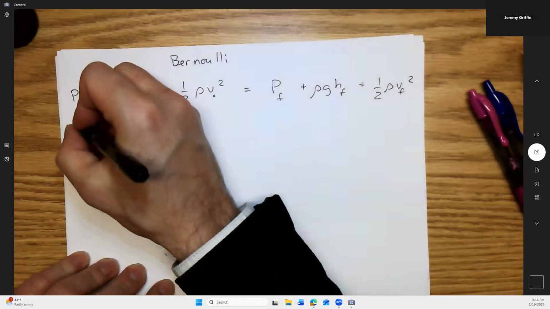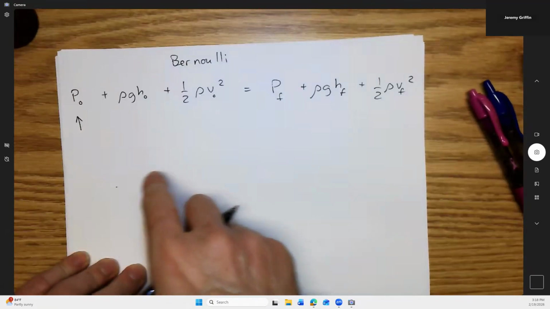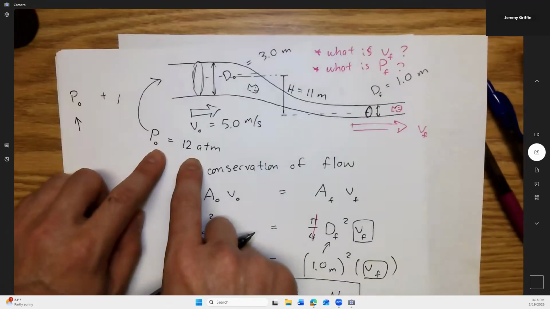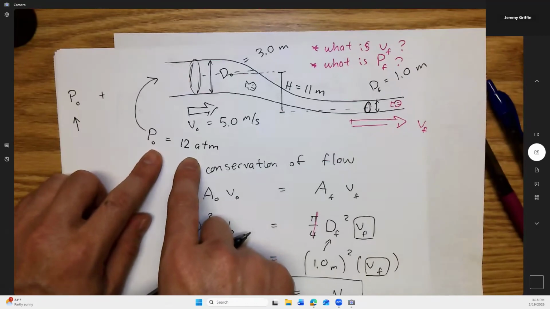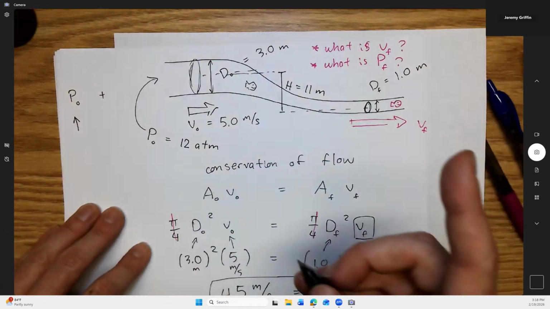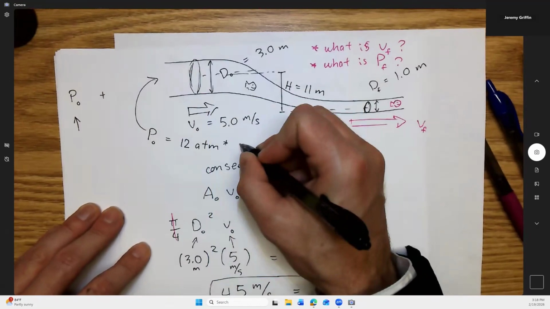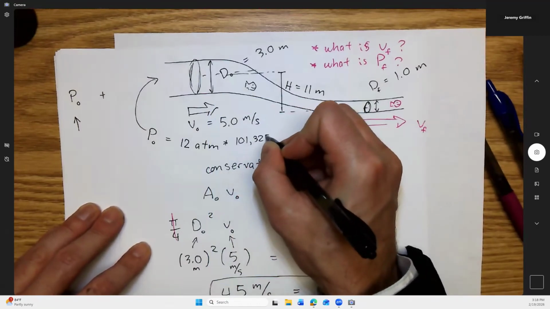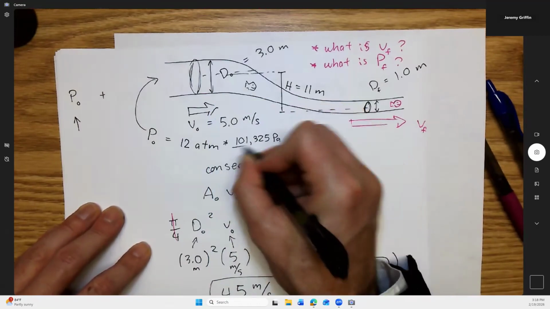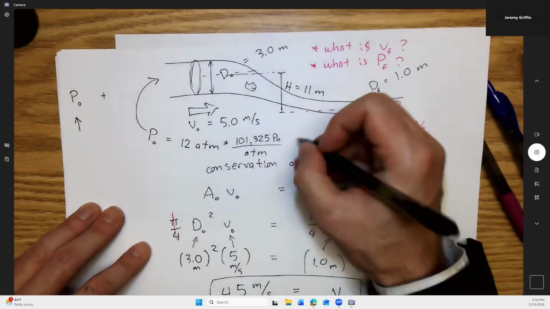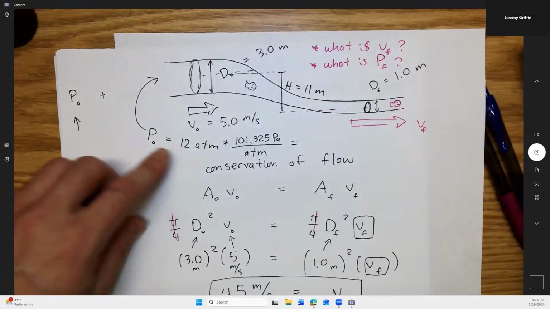Now, what numbers do I know go where? Well, what did I say the initial pressure was? 12 what? Atmospheres. Do we want atmospheres in our calculator? No. Pascals. So you guys multiply by what again? Yeah, 101,000. That's pascals per atmosphere. Okay, 100,000 pascals is an atmosphere. Let's change this to pascals.